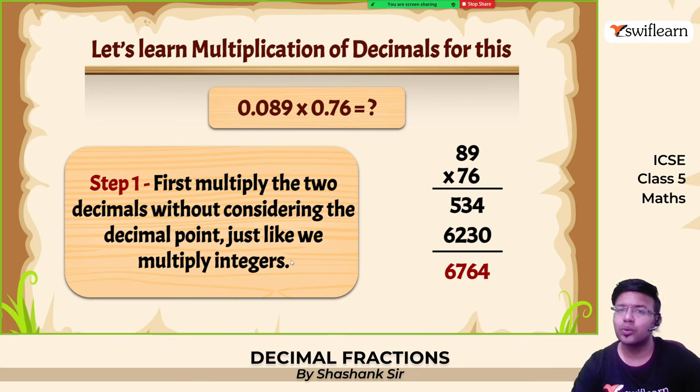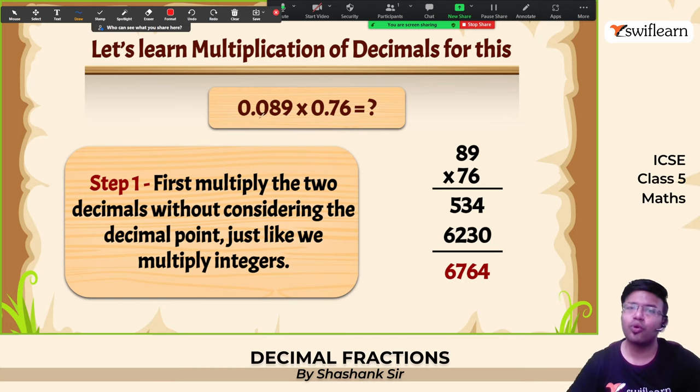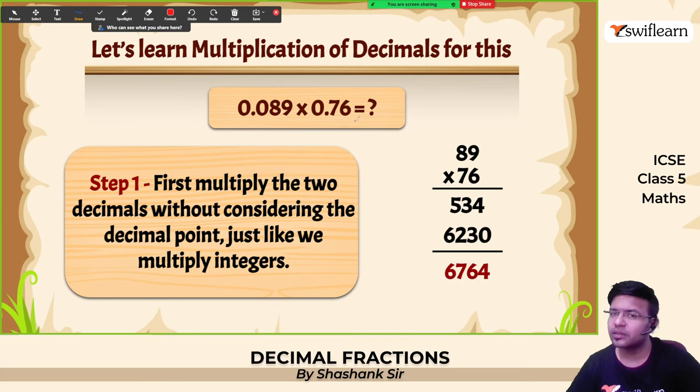So here comes the multiplication of decimals. For example, let us take this example of 0.089 into 0.766. If there are zeros on the left side, you can forget them. You do 89 times 76. 89 times 76 is 6764.